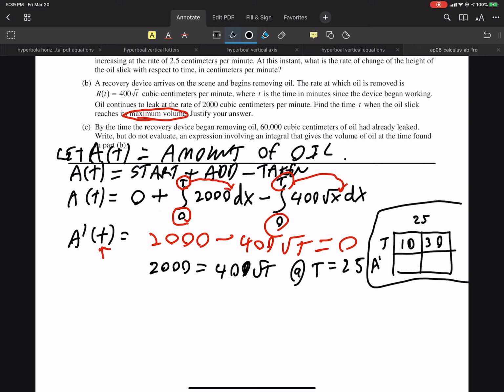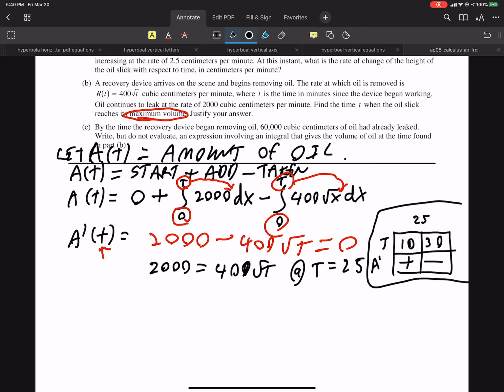If you plug in 10, so 2,000 minus 400 radical 10, I will do that. I'm going to show you what's going to happen. 2,000 minus 400 radical 10. That comes out to be a big positive number. So the derivative is positive. Then we're going to plug in 30. So I can go back to my last equation, edit it to 30. That comes out negative.